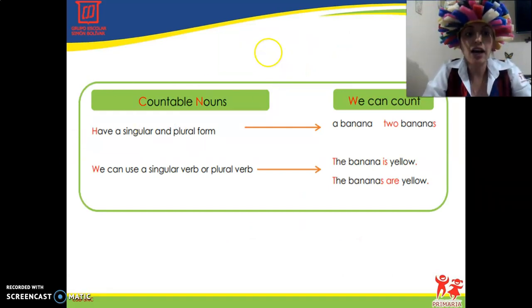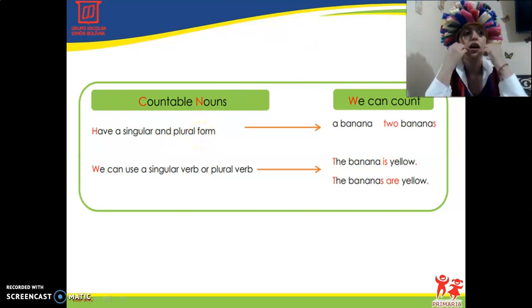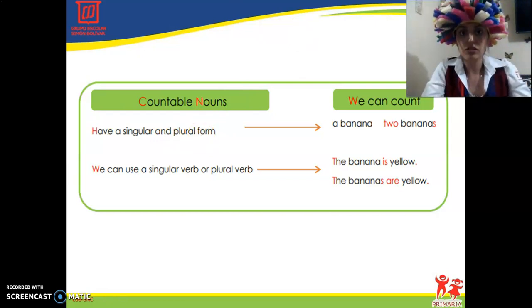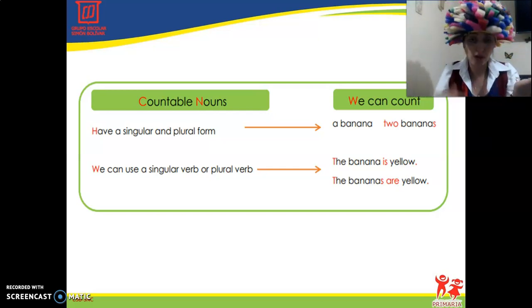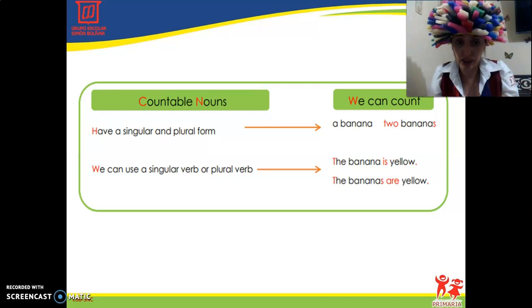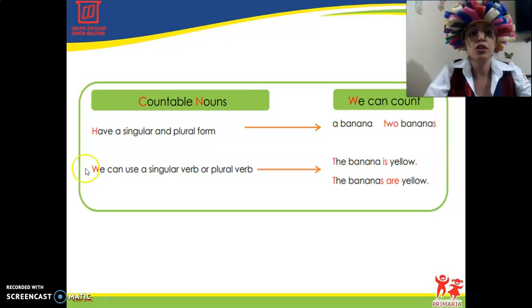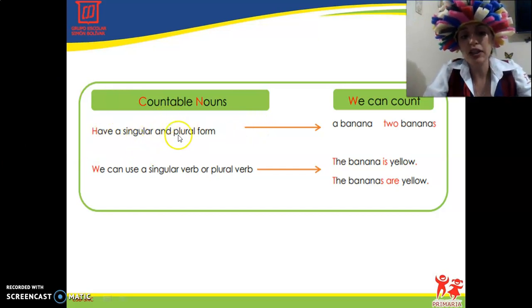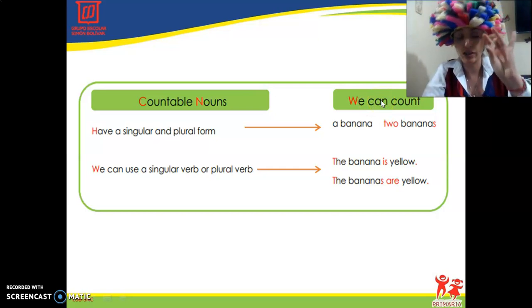Countable nouns have a singular and a plural form, okay? So, for example, apple, and apples. Apple, singular, apples, plural, okay? Here we have those that you can count, okay? That is a countable noun, singular and plural. So it tells you we can count. Okay, 1, 2, 3.